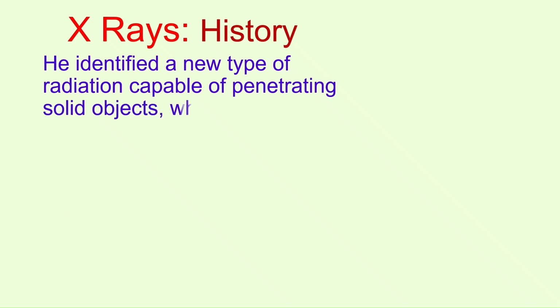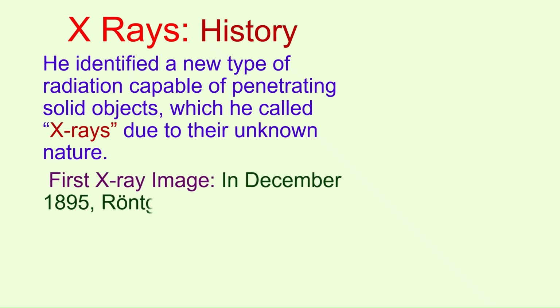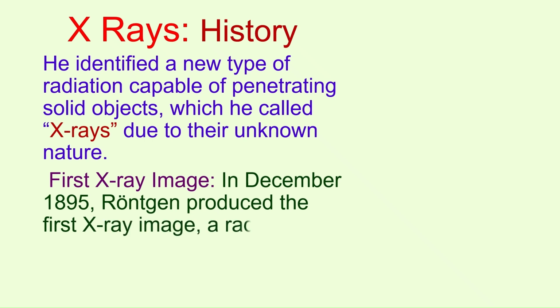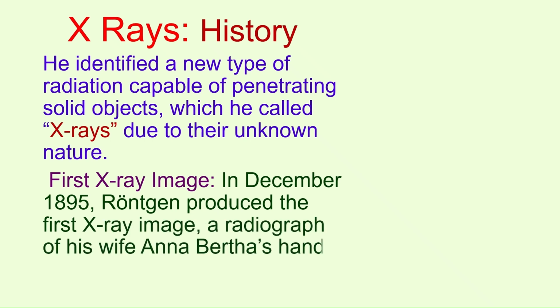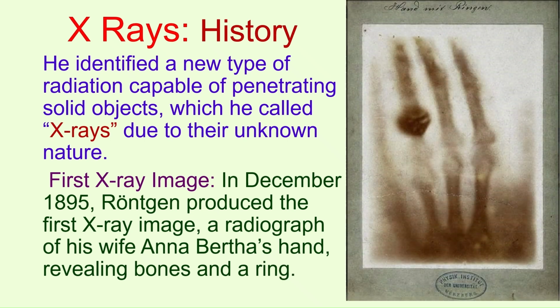He identified this as a new type of radiation, capable of penetrating solid objects, which he called X-rays, due to their unknown nature. First X-ray image. In December 1895, Röntgen produced the first X-ray image, a radiograph of his wife Anna Bertha's hand, revealing bones and a ring. This demonstrated X-rays' potential to visualize internal structures non-invasively.